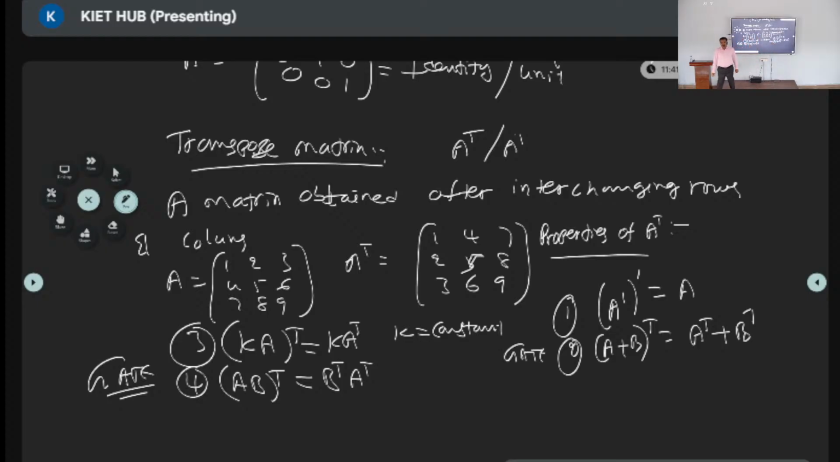AB whole transpose, what is the formula? B transpose into A transpose. Very good. Next, the fifth: A inverse whole transpose is A transpose whole inverse. All these five properties of the transpose of the matrix are very important.